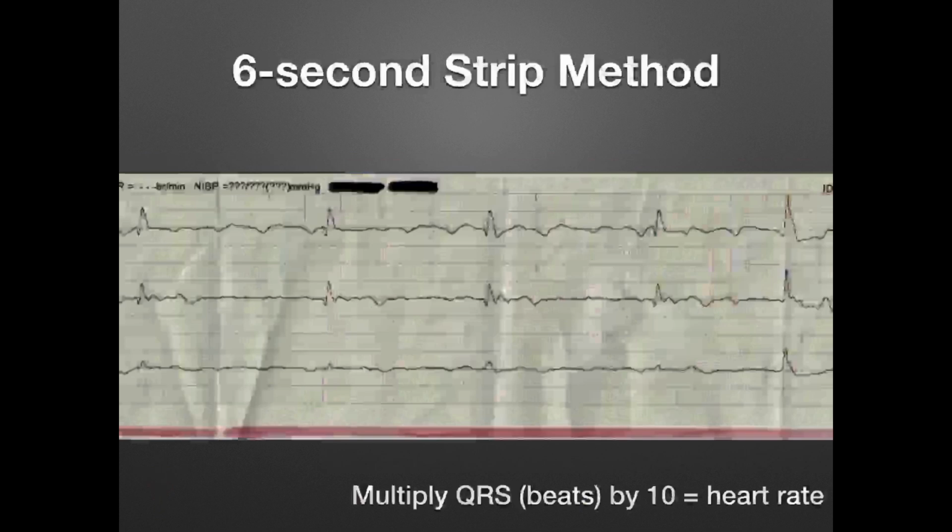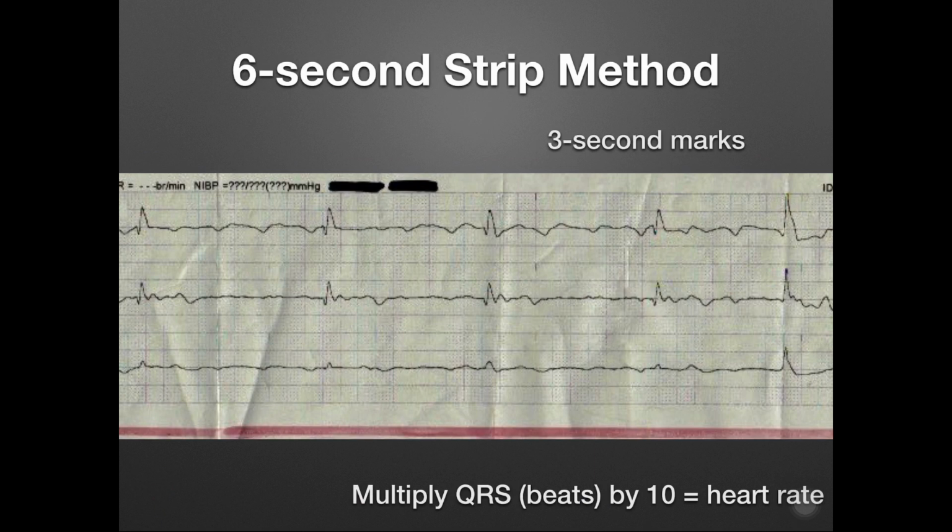So when we're looking at a 6 second strip, which is actually what we're representing here on the monitor, if you look at the center, just past that third QRS complex that we can now identify, right after it there are some little black dots right in the middle of the screen. Let's make sure we can identify our 3 second marks here.